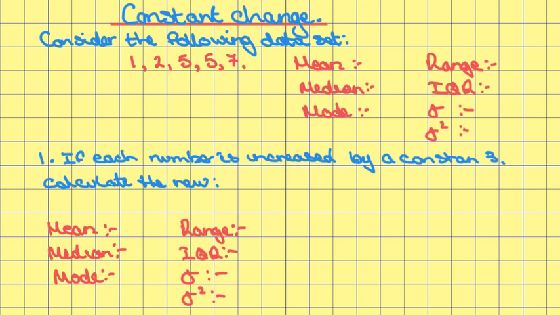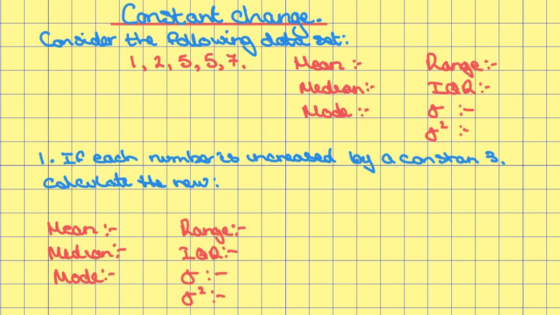In this video, we're going to look at constant change. What I mean by that is, what is the effect of constant change on a data set? Firstly, we're going to look at what happens if we add or subtract a constant to every member of a data set. Secondly, we're going to look at what is the effect if we multiply each member of a data set by a constant value, or divide that data set by a constant value.